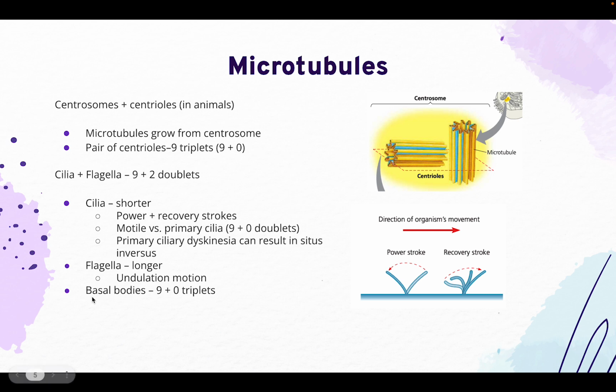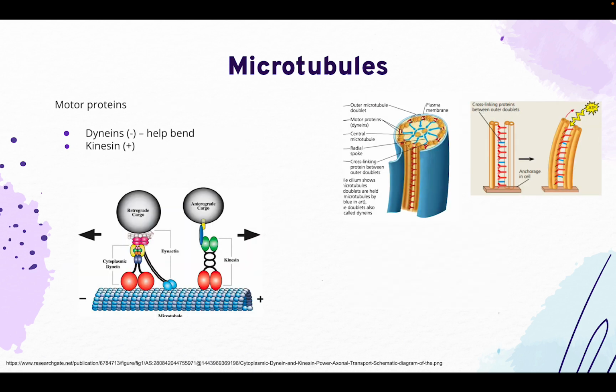And then the last thing is these things called basal bodies, and these are 9 plus 0 triplets. You find them at the base of flagella for eukaryotic cells. And something worth noting is that bacterial flagella, even though we call them flagella, are something way different. They're made mostly of protein, and they've got 3 parts: the rod, the hook, and the filament.